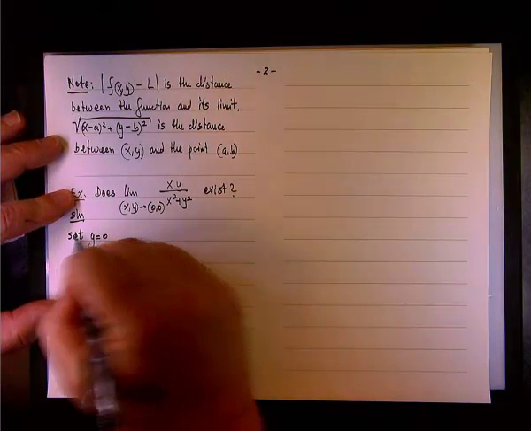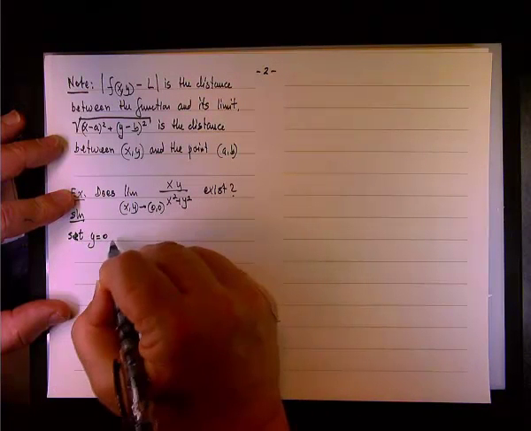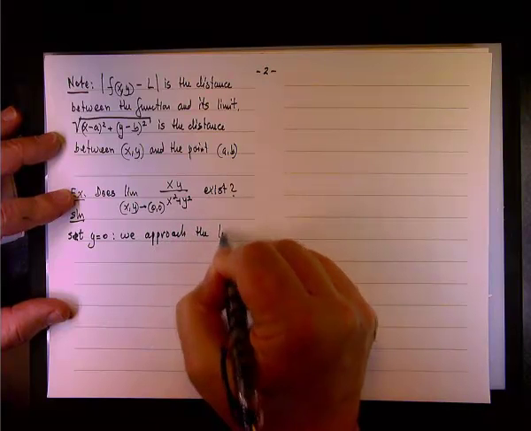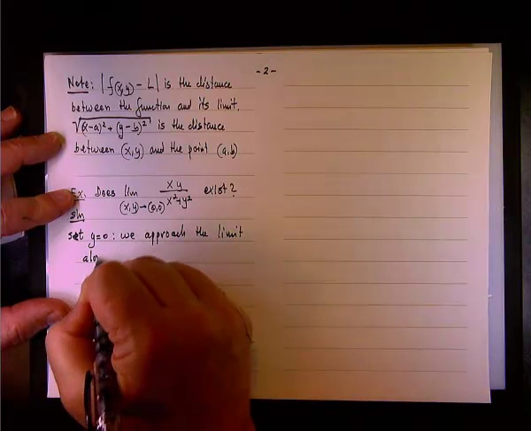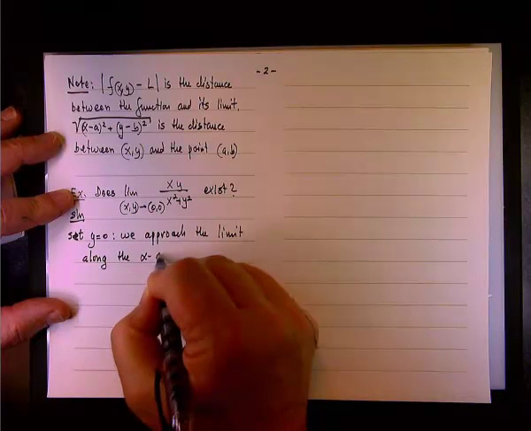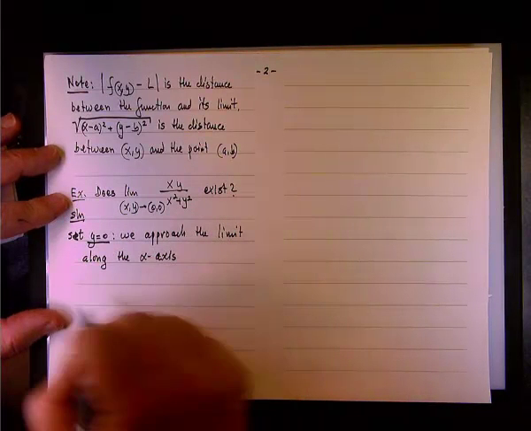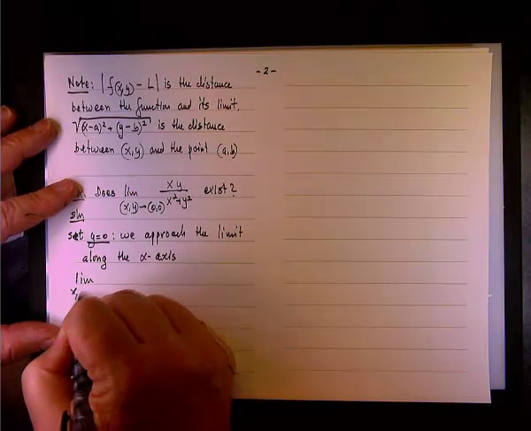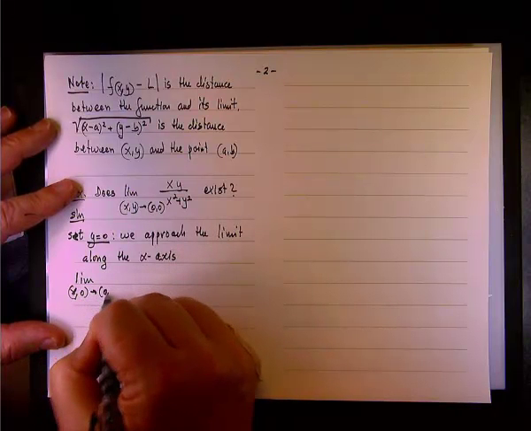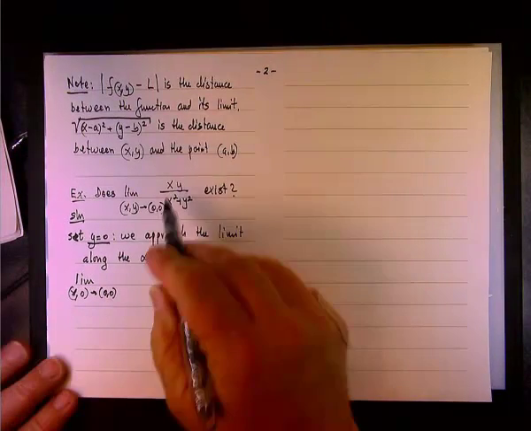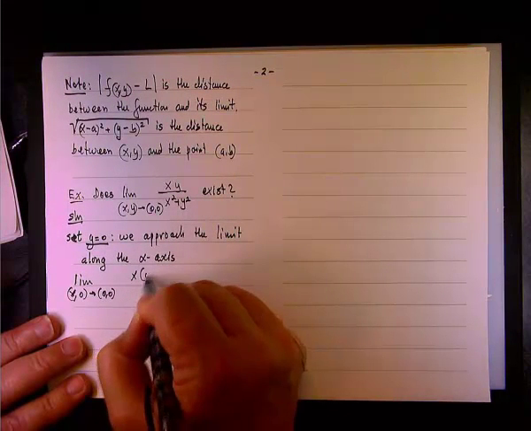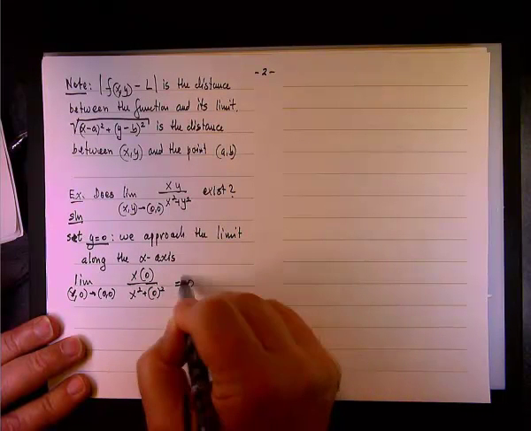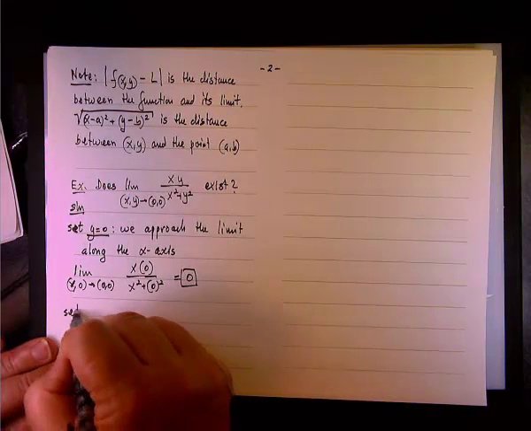And we check. So we approach the limit along the x-axis. All right, so in this case, we have the limit of (x, 0) approaches (0, 0). And because y equals 0, then we have x times 0 divided by x squared plus 0 squared. Well, that's obviously 0. So it takes no time to do it.